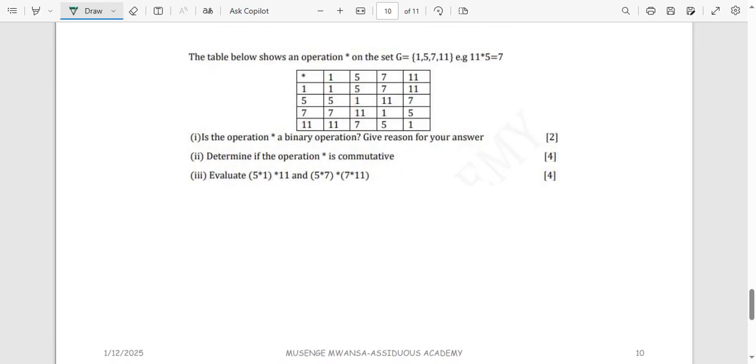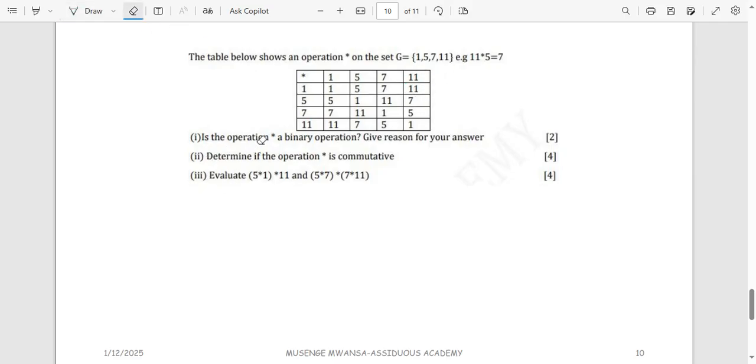The table below shows the operation star on the set G. And the set G has got the elements 1, 5, 7, 11. E.g. 11 star 5 is 7. Like when you get 11 star 5, you can see where these are meeting. It is on 7, right? Doesn't matter where you start from. Whether you start from this 11 or from the other 11, this one 11 star 5, you can see you are still finding 7. That's where they are meeting.